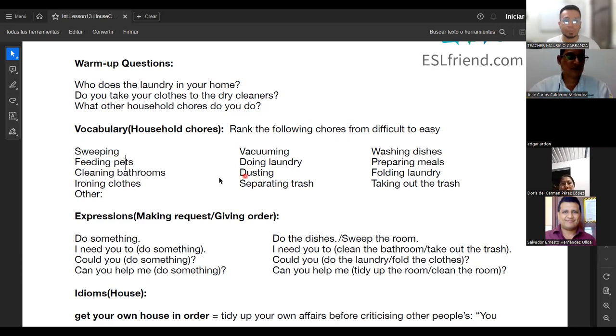Ironing clothes. Ironing is when you use an iron. For example, the shirt you're wearing, Jose Carlos, you need to iron it. Folding laundry is basically the same. When you wash or do the laundry, after that you have to fold it, right? To put it in the closet or wherever you put it.